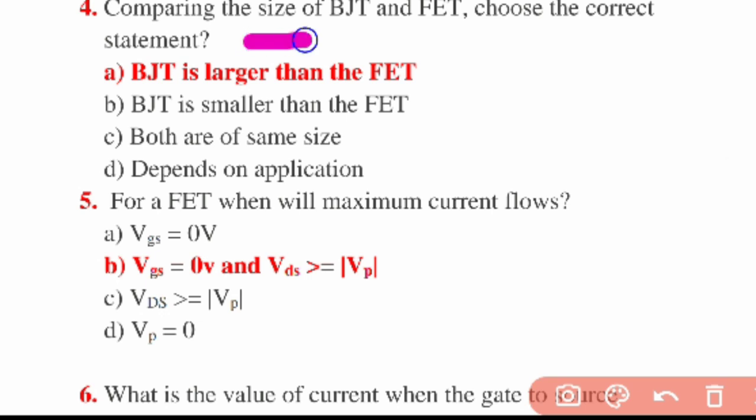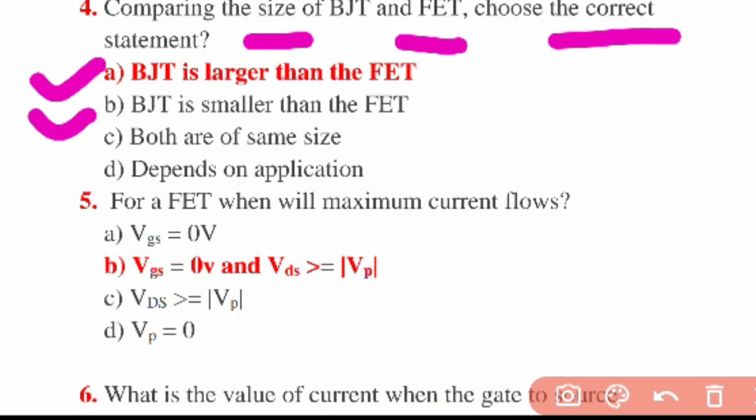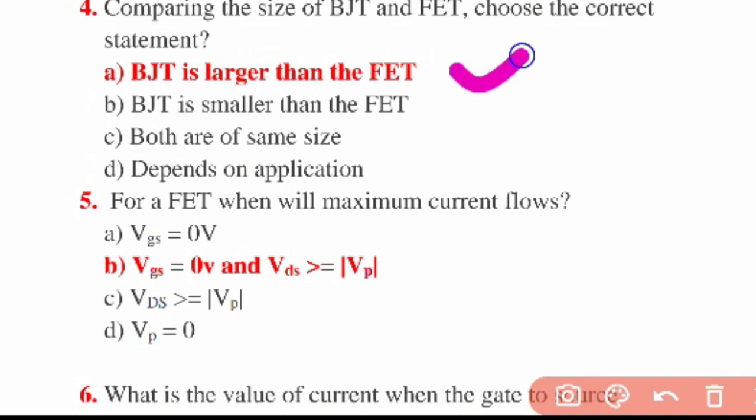Question number 4, comparing the size of BJT and FET, choose the correct statement. Option A BJT is larger than FET. Option B BJT is smaller than FET. Option C both are same size, depends on application. Then the answer is A, BJT is larger than FET.